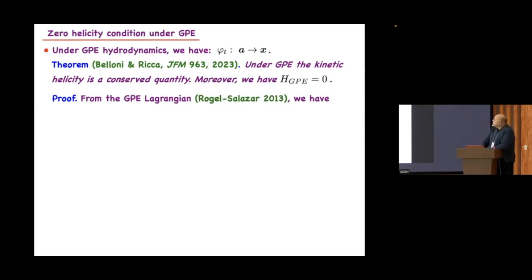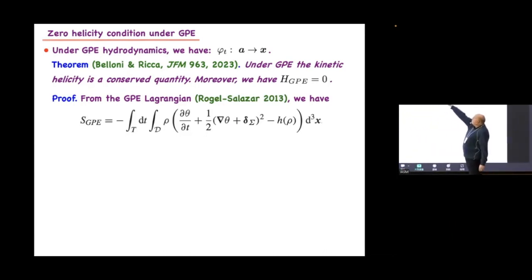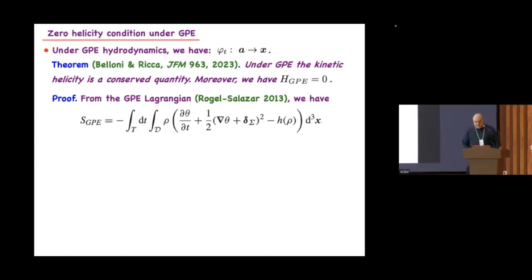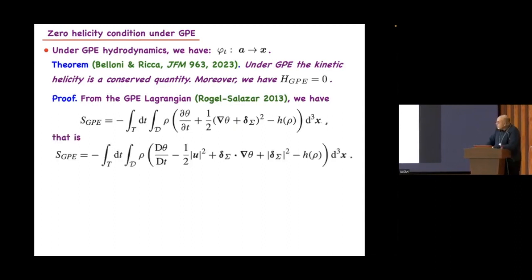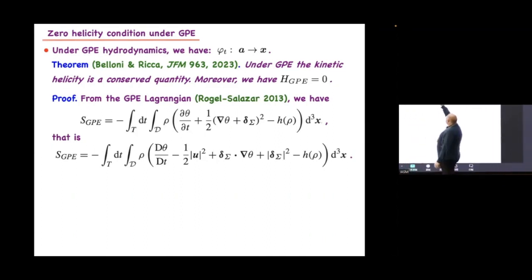We start from a GPE Lagrangian, and there is the expression of the action. You see here, you have the velocity. Remember, the velocity is grad theta plus the contribution from the Dirac function, and then a function of the density. And then by doing this, you just expand the square, and you get this expression. Now, this expression, look at these 2 terms. You have one term here and the other term here.